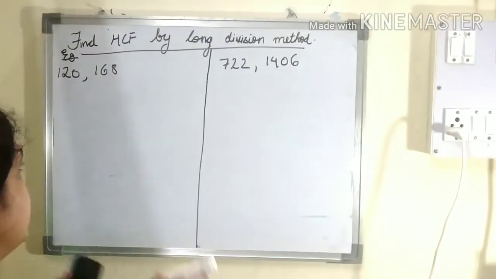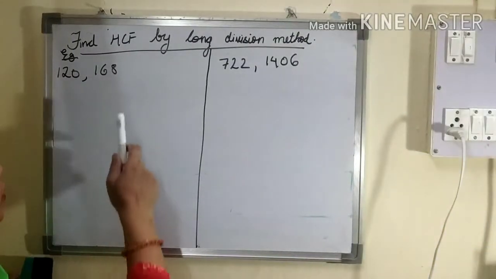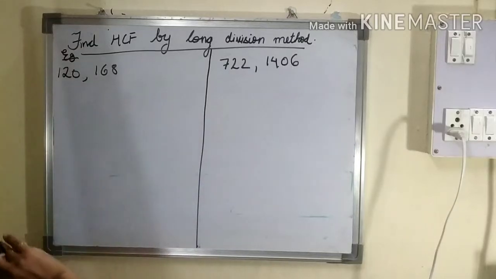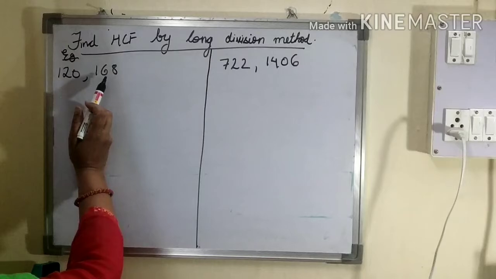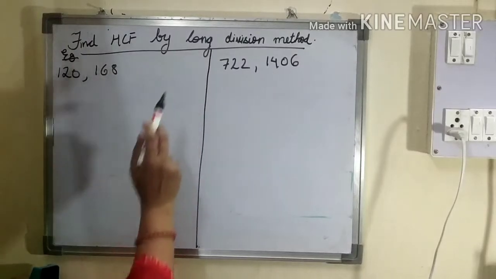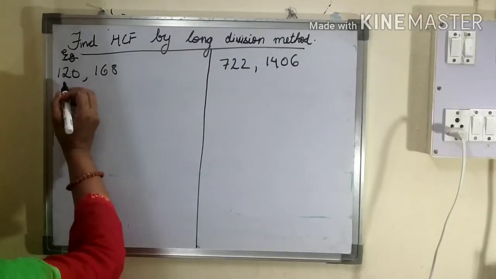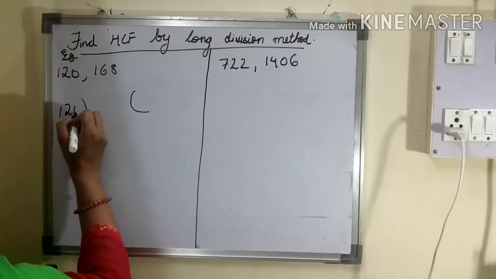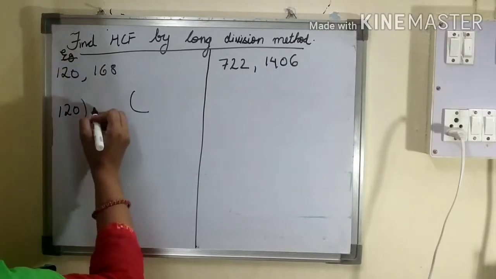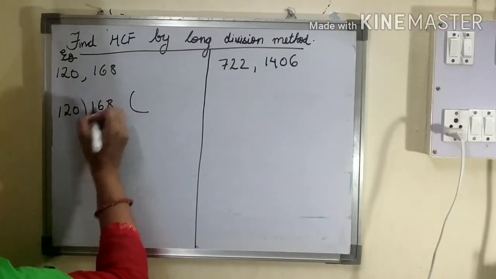Now a few more examples we are going to do. 2 examples more, so that your concept of long division method will be clear. Now suppose you have to find the HCF of 120 and 168 by long division method. What we do is, which is the smaller number here? The smaller number is 120, so 120 will be the divisor and 168 will be the dividend.